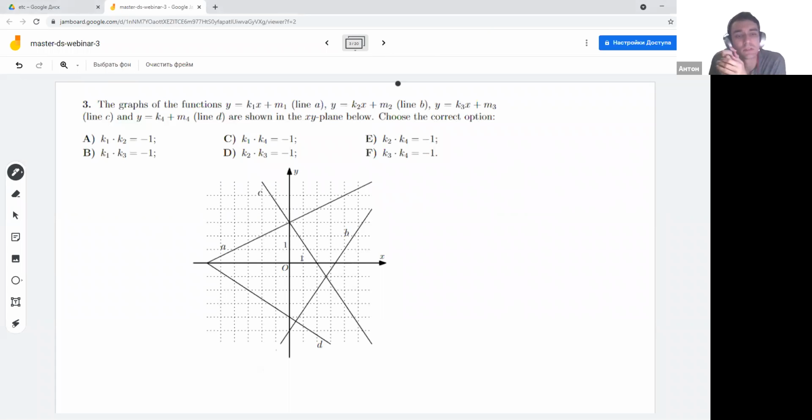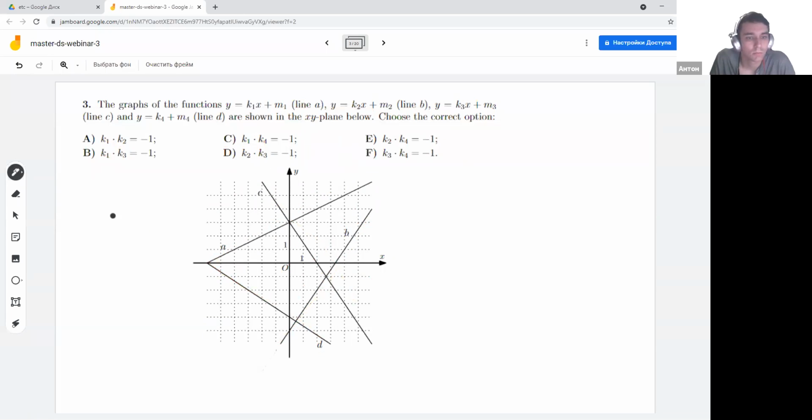And the next problem is this. So we have 4 plots of 4 lines. Each line is a plot of a function of this form, y equals k1 or k something times x plus some additional number. And we are asked to choose the correct option. So we have these 4 lines. Line A is this, line B is this, line C, and line D.